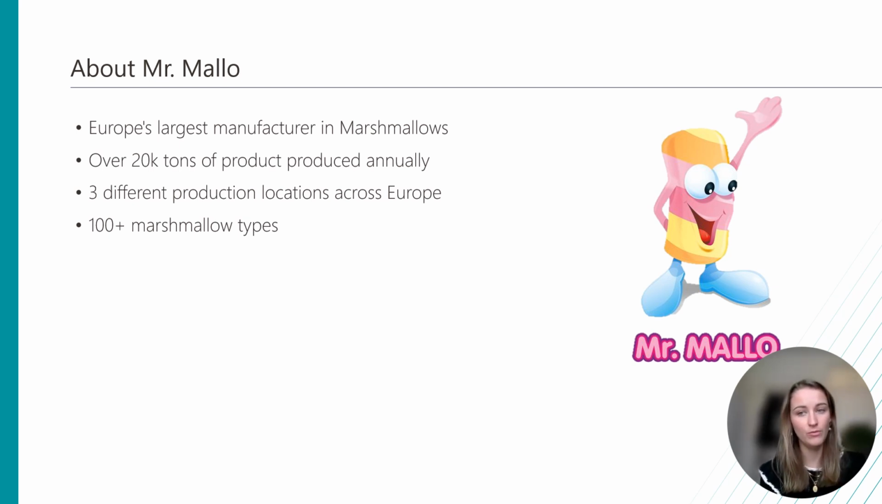Mr. Mallow came to us. They decided to close one of the production facilities, but it didn't mean they wanted to stop the production. It did mean that the production of one facility had to be brought over to one of the other facilities. So this meant an increase of production of 70%, and their question was, how can we do this? How can we prepare for this? Which steps do we need to take?